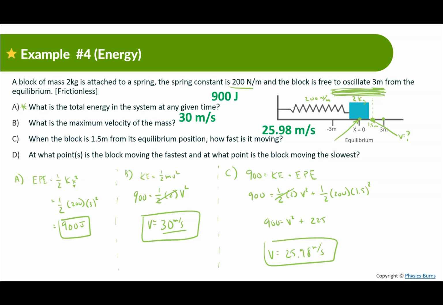Part D is, at what point is the block moving the fastest, and at what point is the block moving the slowest? So, we already talked about this before, but right here, that's when it's going the fastest, that's when it's all kinetic energy. And where is it moving the slowest? It's going to be at the amplitude. That's when it comes to a complete stop, so there's no kinetic energy, and it's all elastic potential energy. Okay?